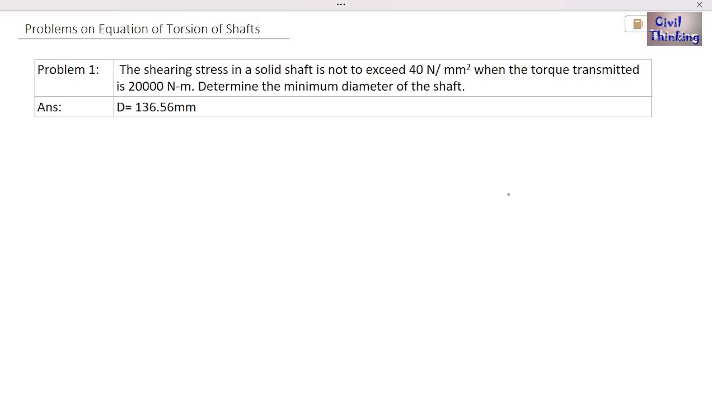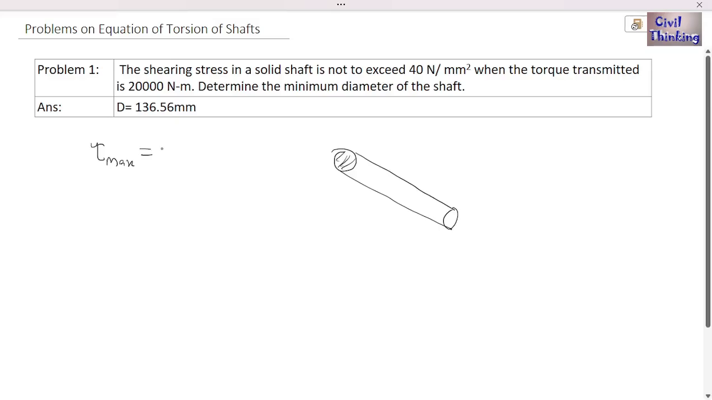Now coming to the problem. Here we have the shear stress in a solid shaft. This is a solid shaft. The shearing stress is not to exceed 40 Newton per millimeter square, so it means the maximum shear stress is 40 Newton per millimeter square, when the torque transmitted is 20,000 Newton meter.